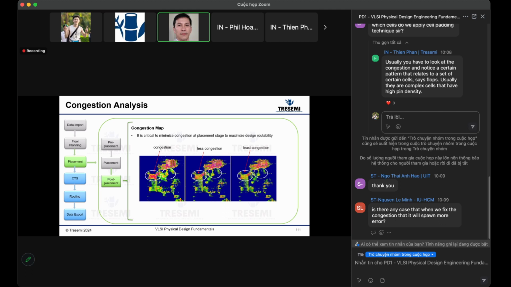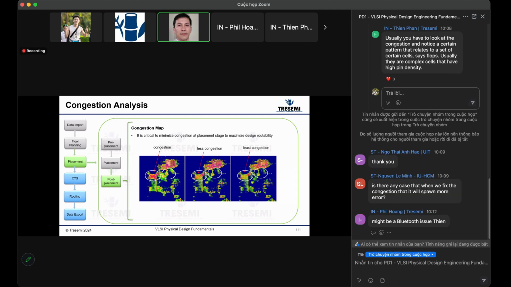Is that you do it if you know a certain module has a high pin count, and you can look at the placement, if it's placed per group, you can set a density screen based on that and limit the density in that area.